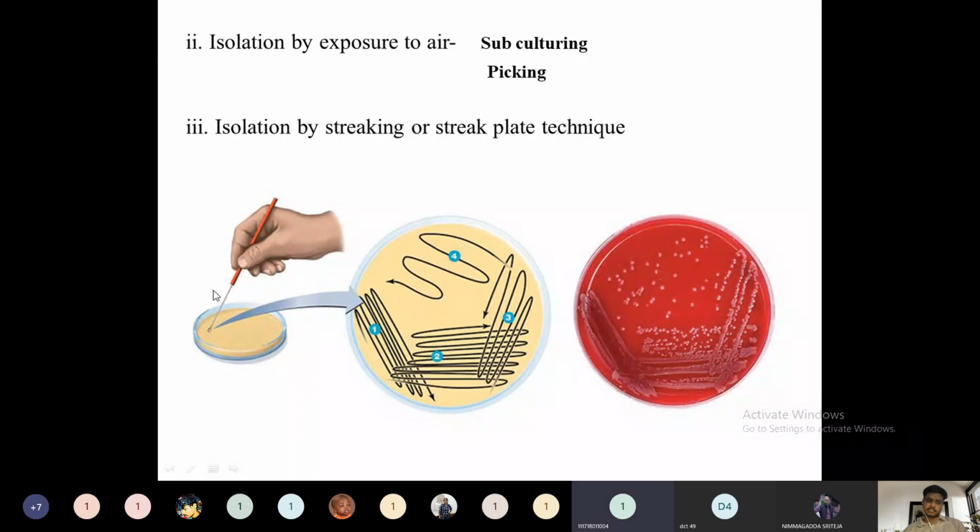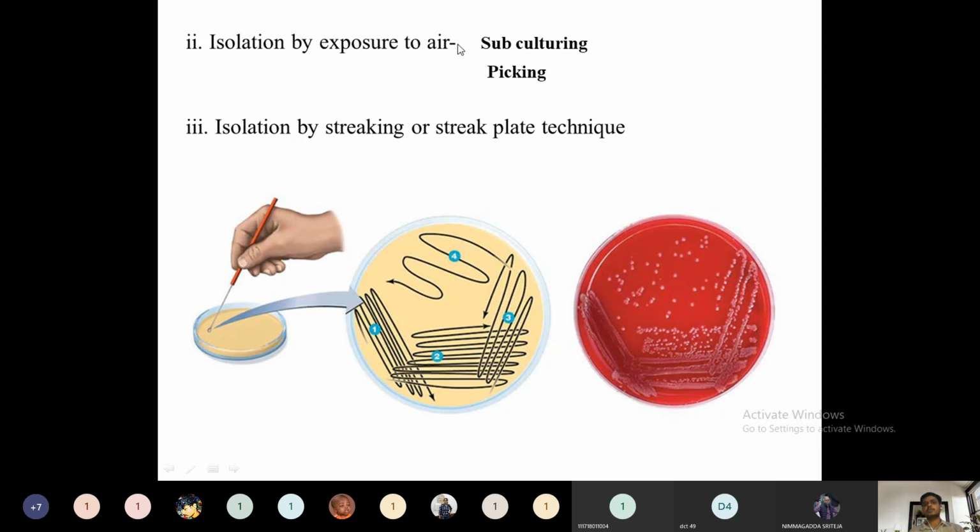Here, this is the streaking. You might have noticed in the video, he was taking some earbud and rubbing it on the handle of a door or on a table. After rubbing, he is applying the streaking technique on the nutrient agar. So on this nutrient agar, the bacteria will be growing in this way.